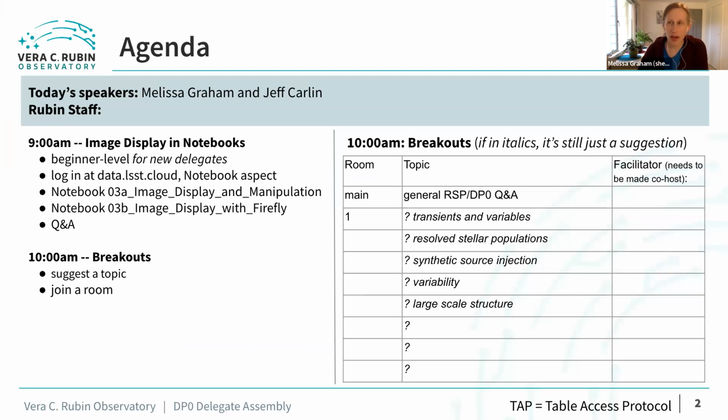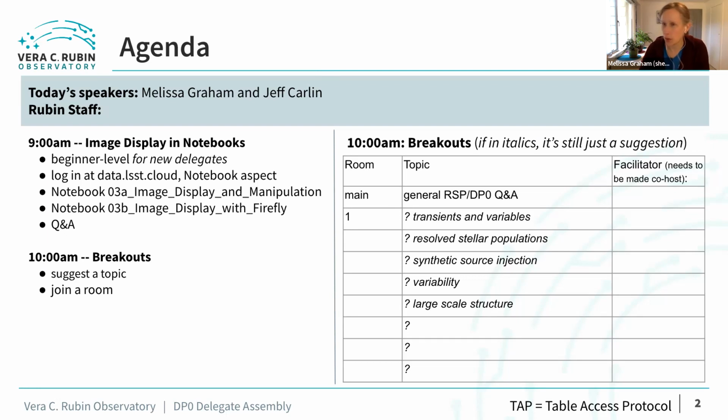Right, so as you're joining, go ahead and log in at data.lsst.cloud and choose the notebook aspect. All of our tutorials today will be in the notebook aspect. I'll put that in the chat too. Data.lsst.cloud, that's the Rubin Science Platform. Choose notebook aspect, get yourself logged in, and then you're going to want to open at least notebook 03A, and that's in your notebooks/tutorial-notebooks directory, 03A, .ipynb. Put that in the chat as well.